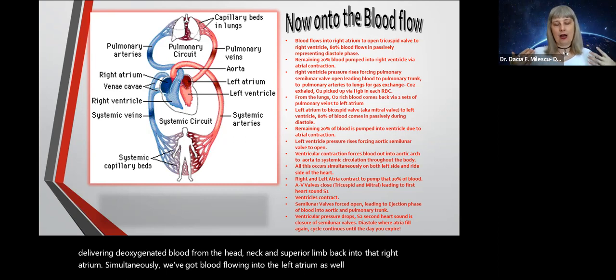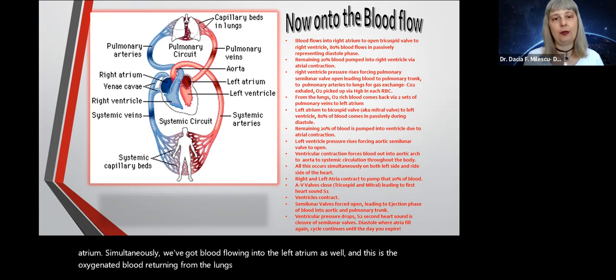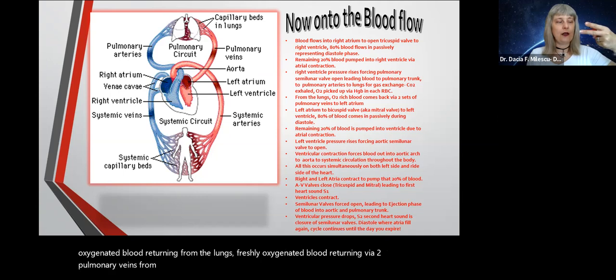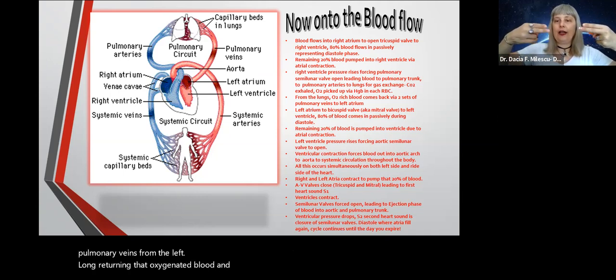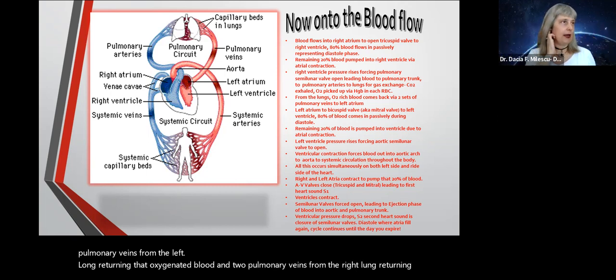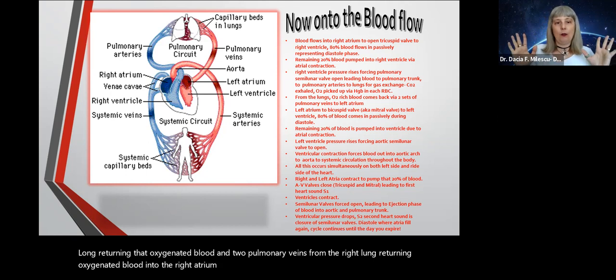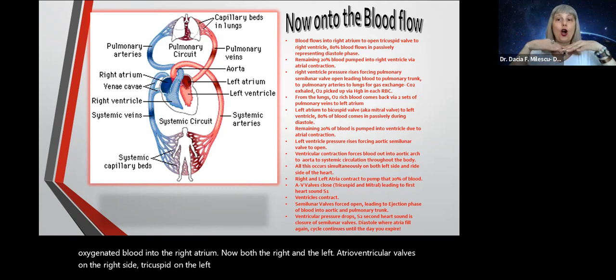And this is the oxygenated blood returning from the lungs, freshly oxygenated blood returning via 2 pulmonary veins from the left lung, and 2 pulmonary veins from the right lung, returning oxygenated blood into the left atrium. Now, both the right and the left atrioventricular valves, on the right side tricuspid, on the left side mitral, are completely open. The valves are open.